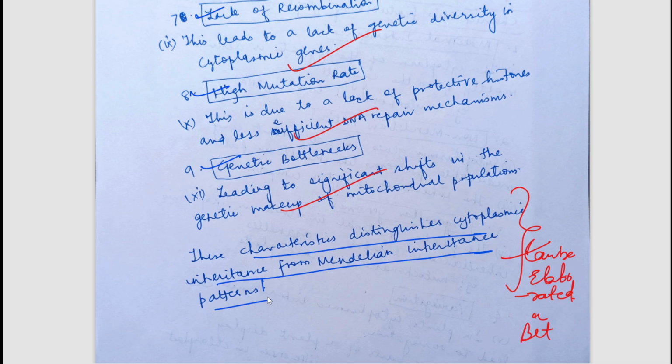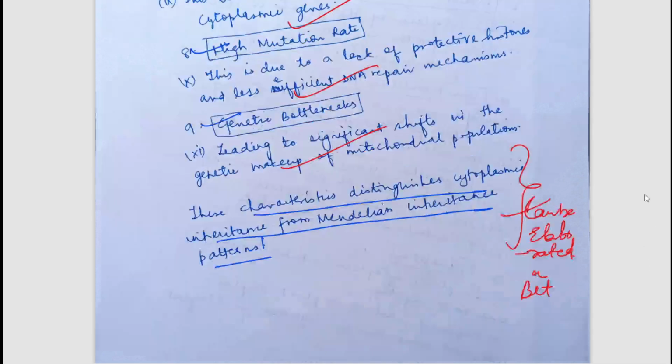So it is fair, but I think that can be improved. There could be some positive statements of cytoplasmic inheritance. How can it help in plant breeding or crop improvement? That could be written. So it could be better.